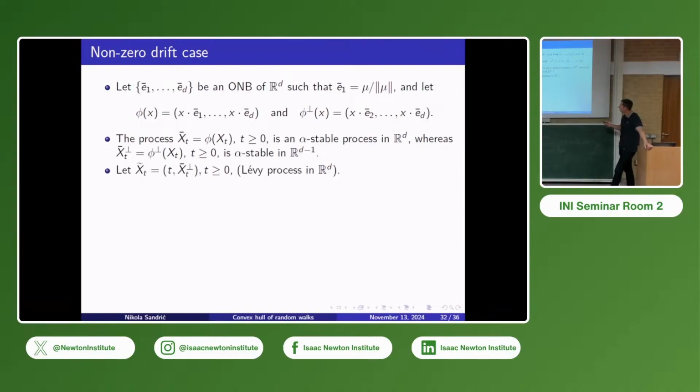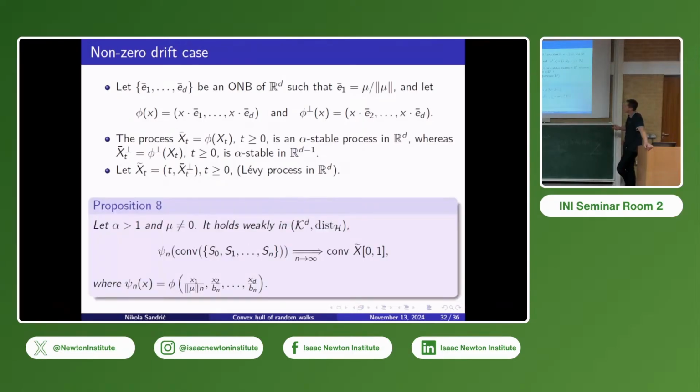And of course, as in the Brownian case, I don't expect a Brownian limit, but a time-space object, and this will be our x tilde, where we have time, and the space is this object here. So a d-1 dimensional stable process, and this is a Levy process. It's not stable anymore, but it's a Levy process. And we also define this transformation. It is as before: first I do the rotation and then I do this scaling here.